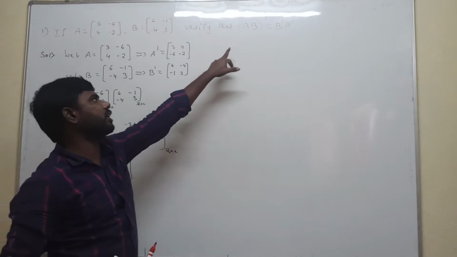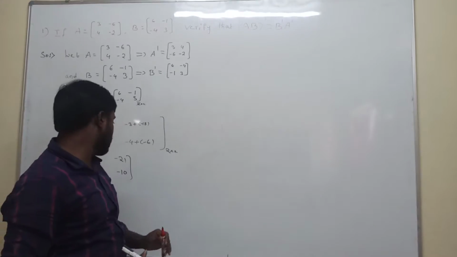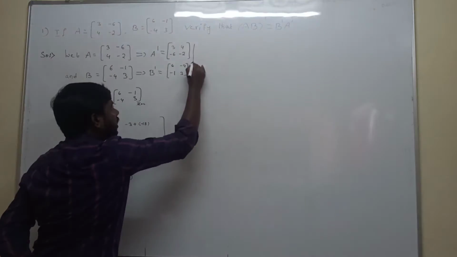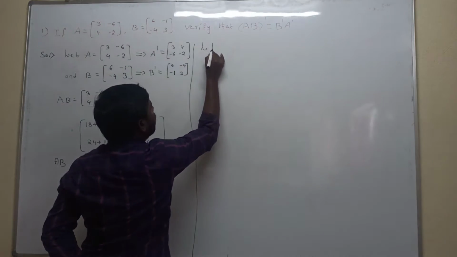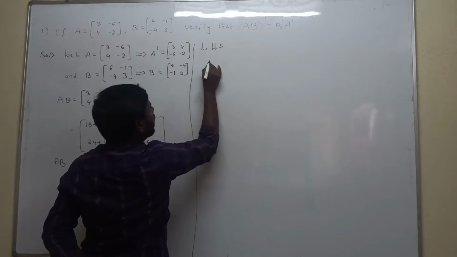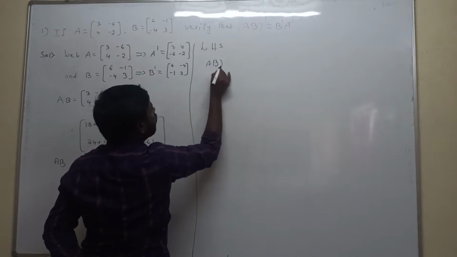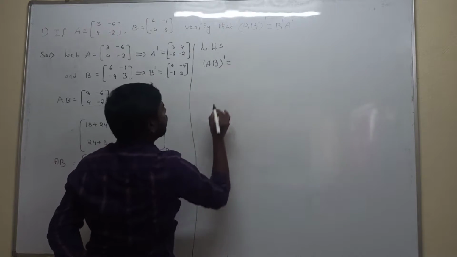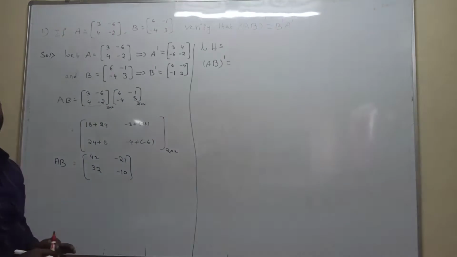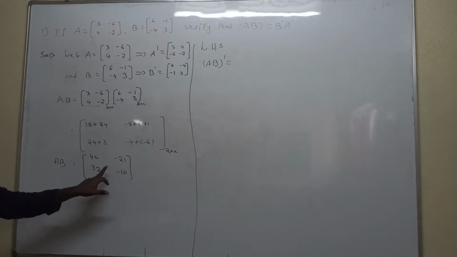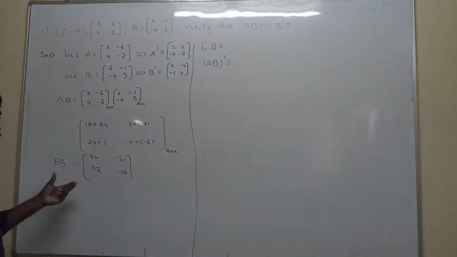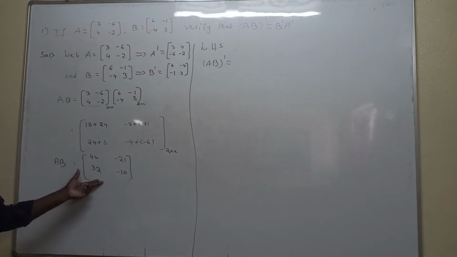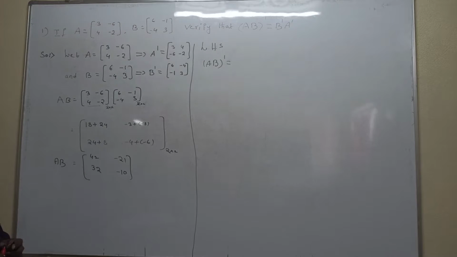What is the left hand side we are given? To calculate AB whole transpose. We are taking the LHS to calculate AB whole transpose. Transpose of the matrix means interchanging rows and columns. The product of two matrices we get is AB, and we calculate the transpose of AB.